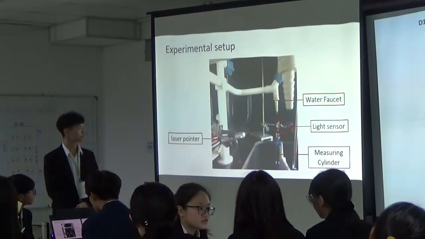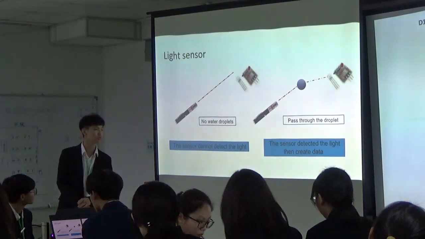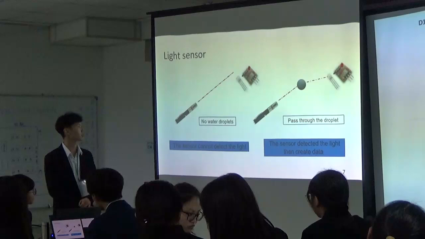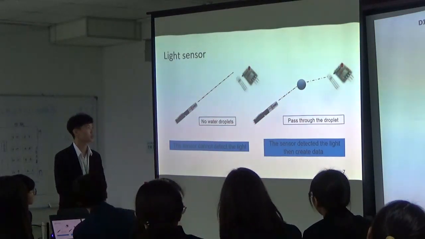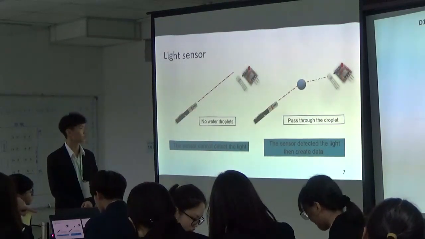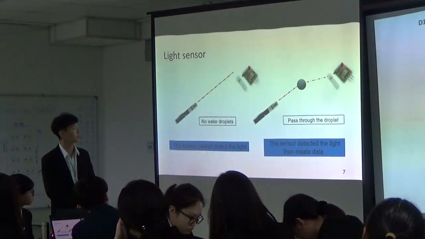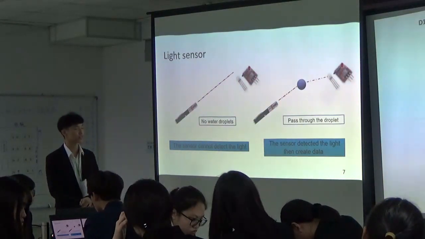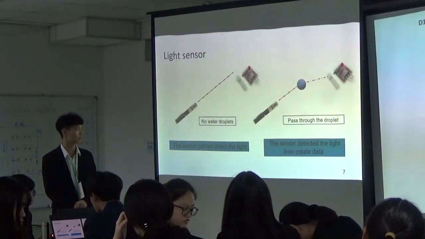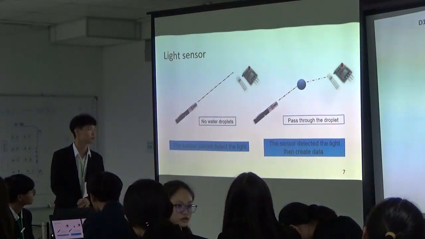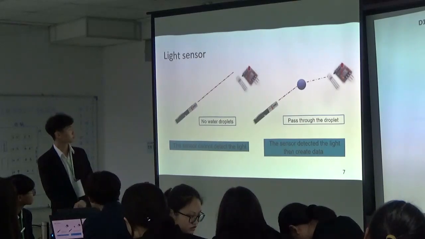And you might wonder, how do we use the laser pointer to capture the dripping? Because we put the light sensor in the laser line. So if the laser line passes through a droplet, the sensor can sense the droplet. And if there's no droplet, the sensor will not register one.